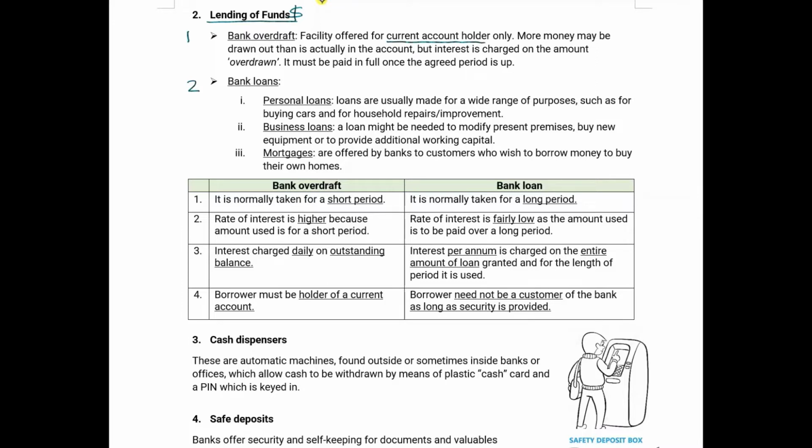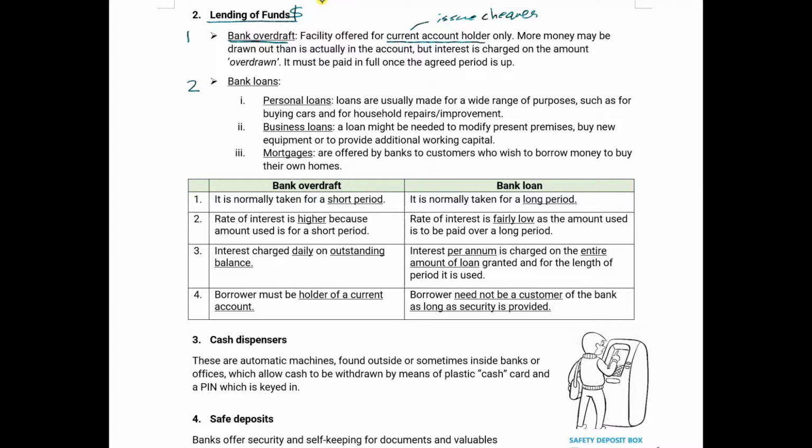A current account, if you can still remember, is the account normally opened by the businessman because they want to be able to issue the check. So they open up the current account, so a current account can issue check. At the same time they will also have the bank overdraft facility being offered to them. So what is a bank overdraft?